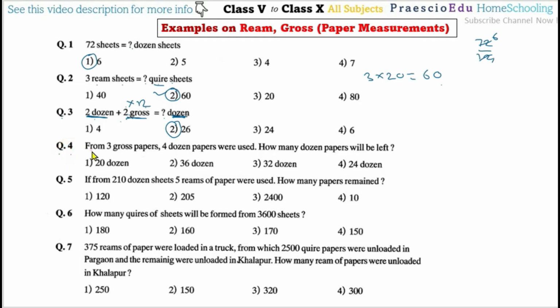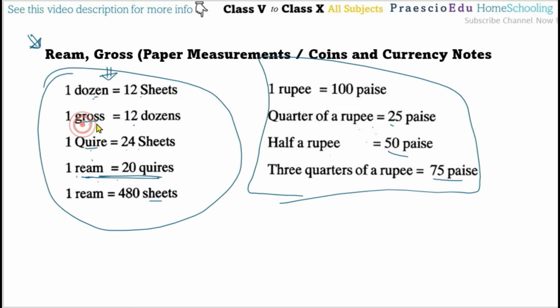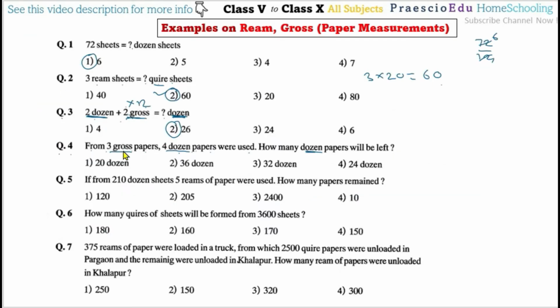Now question number 4: from 3 gross paper, 3 dozen papers were used. How many dozen paper will be left? Now it is asking about the dozens. Okay, so here 3 dozen paper were used, but from the 3 gross paper, so first we will convert this gross to dozen, and as we know, 1 gross is equal to 12 dozen. So here multiply by 12. So 3 multiplied by 12 is 36 dozens. So 36 minus 4 dozens means there are 32 dozens left, and 32 dozens means option number 3 is the correct one.